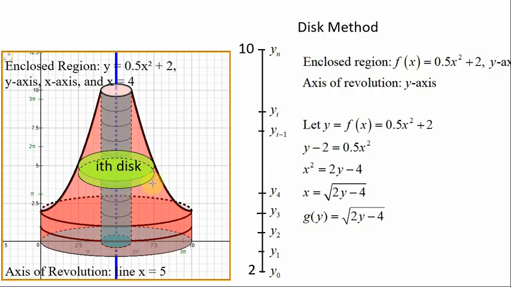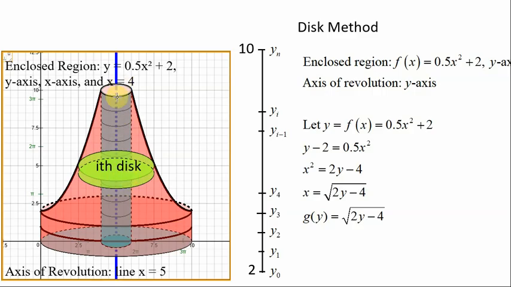And so let's find the volume of this bell right here. If we're using the disk method, then we would slice this bell into many disks or many slices. And so this is one of the slices. Let's call it the ith slice or the ith disk.